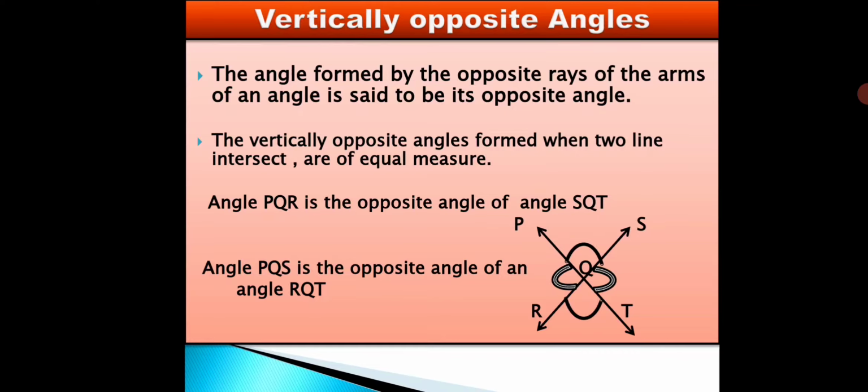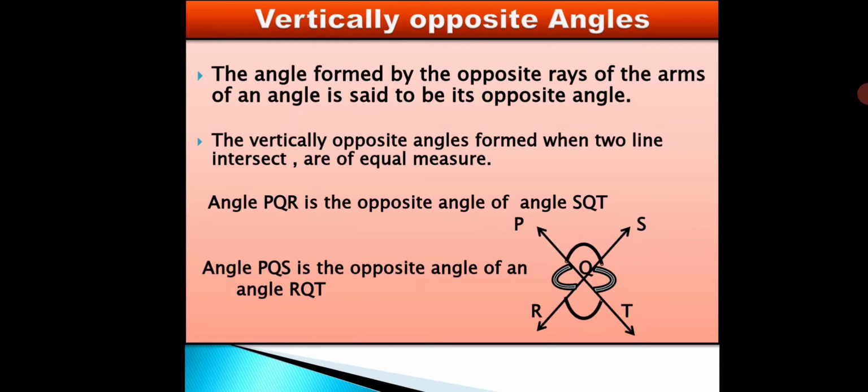Here the figure is given below. Observe that figure carefully. In this figure alongside, again I am repeating here, the line PT and line RS intersect each other at point Q. Thus, four angles are formed. How many pairs of angles are formed there? Two pairs, but four angles are totally formed.